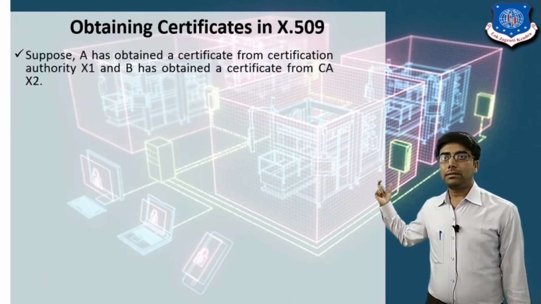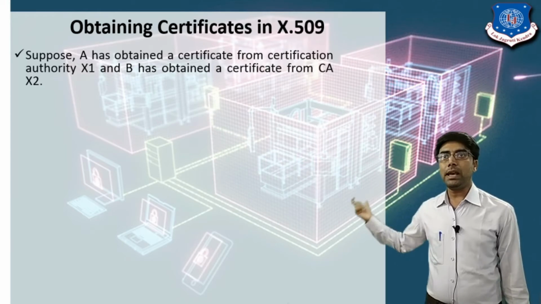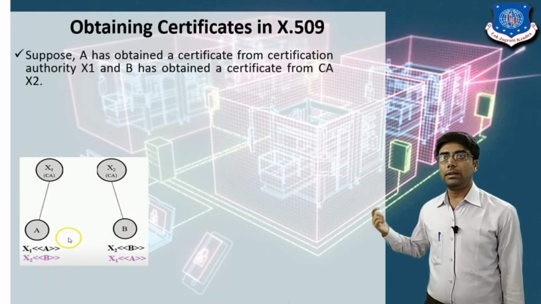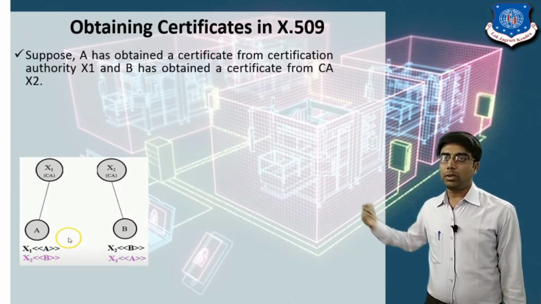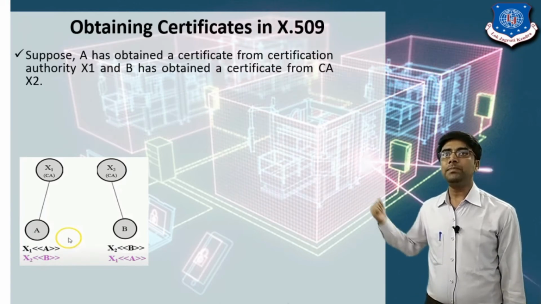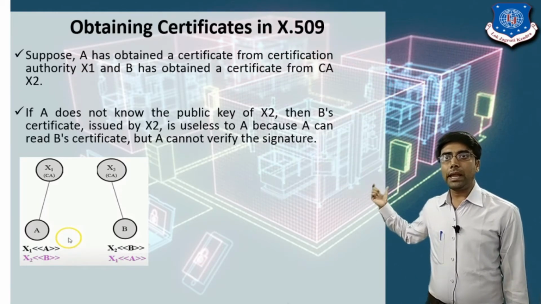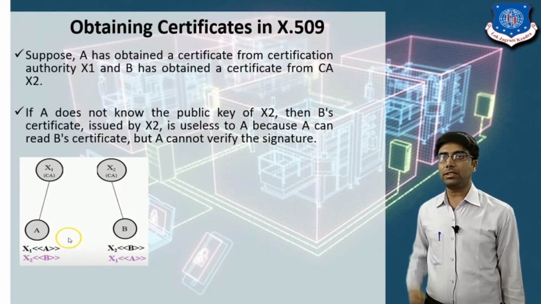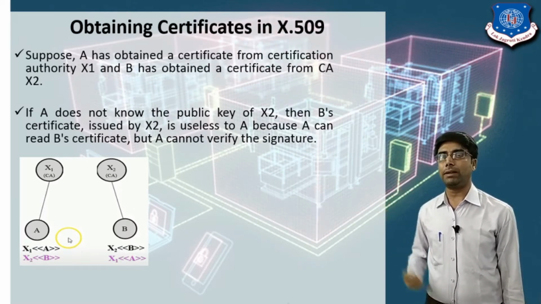Now the next, suppose A has obtained a certificate from the certificate authority X1 and B has obtained a certificate from certificate authority X2. It means A has received the certificate from certificate authority X1. Same for B, user B has received the certificate from the certificate authority X2 only. Now the next topic: if A doesn't know the public key of X2, then B's certificate issued by X2 is useless to A, because A can read B's certificate but A cannot verify the certificate.